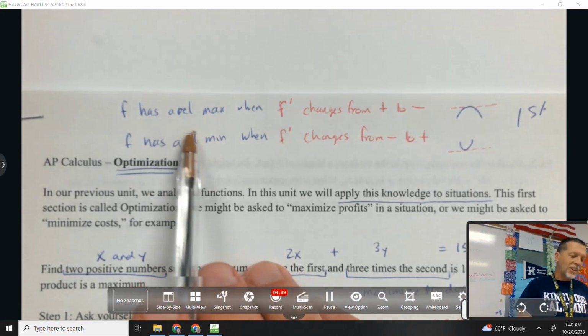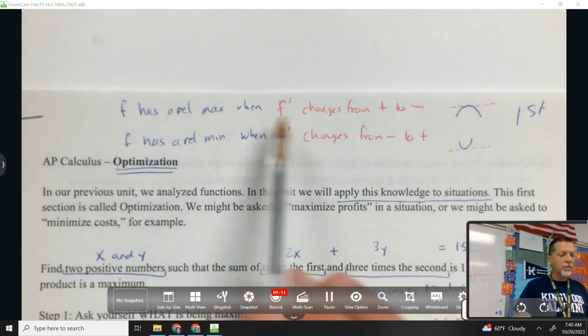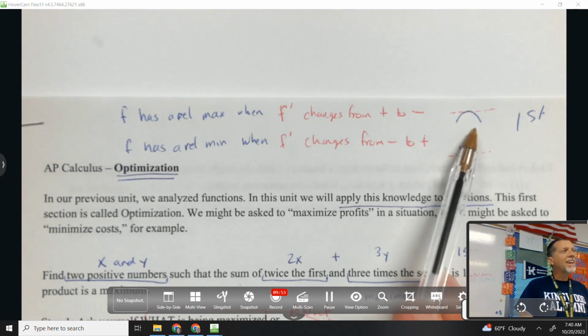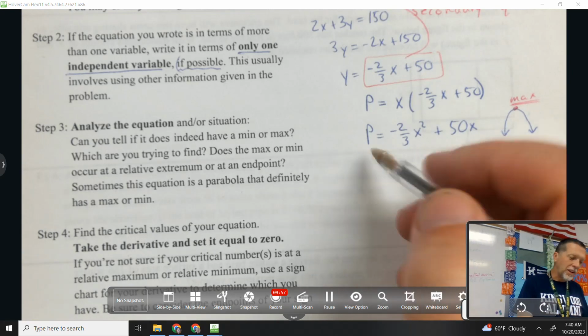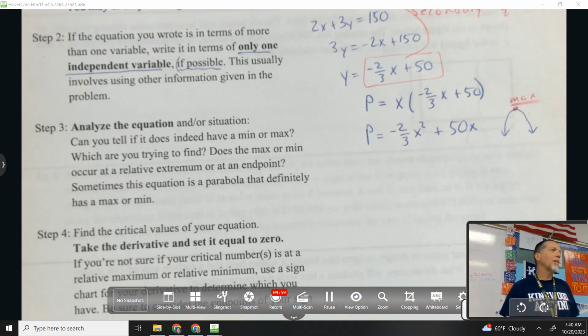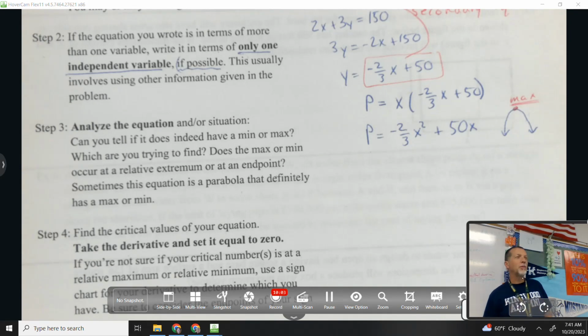You said very early on, at the very first thing, you said f has a relative max when f prime is 0. Yes. And that's not quite right, but you're right that we need to find the derivative and set it equal to 0. So it wasn't technically correct, but it is definitely something we will use.